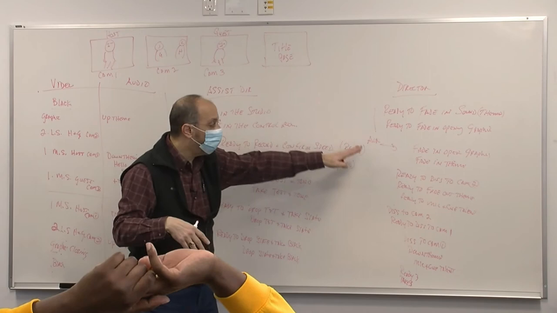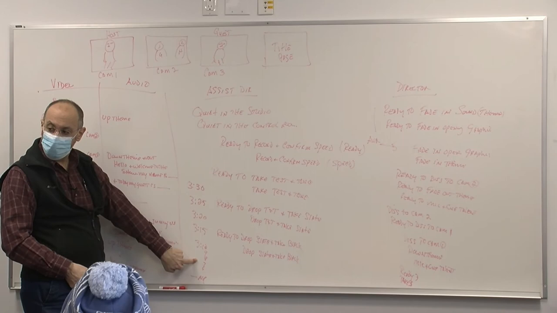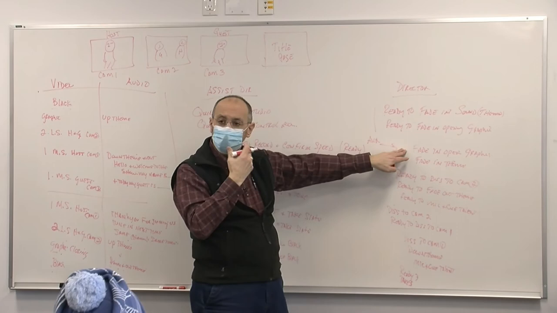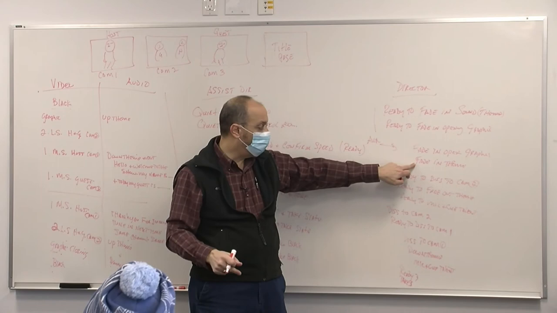So I do all of this stuff, and while I'm counting down, while the assistant director is counting down, you as a director are going to say ready to fade in camera, ready to fade in opening graphic, ready to fade in sound, and you're waiting for the countdown to finish. 5, 4, 3, 2, 1, air, fade in graphics, fade in opening theme, and you pause, just a little space there.